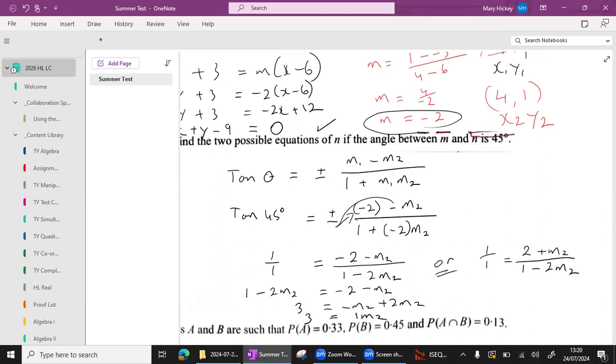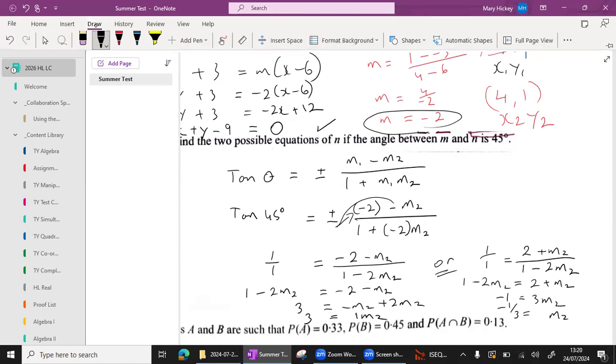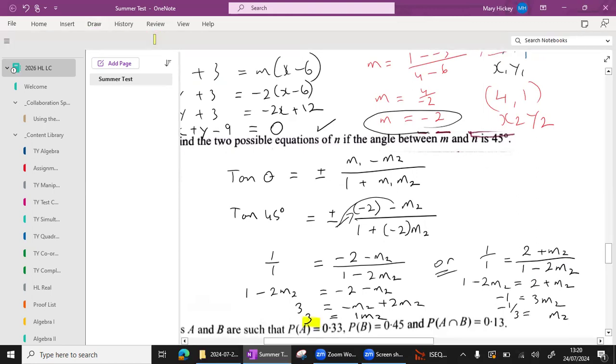When we do the other side, exactly the same method, cross multiply, bring it together. So we're going to get 3m2 on one side, and on the other, we're going to have minus 1. So the other slope turns out to be minus 1/3. Sorry, that's a bit squashed, so I'll just highlight that there.